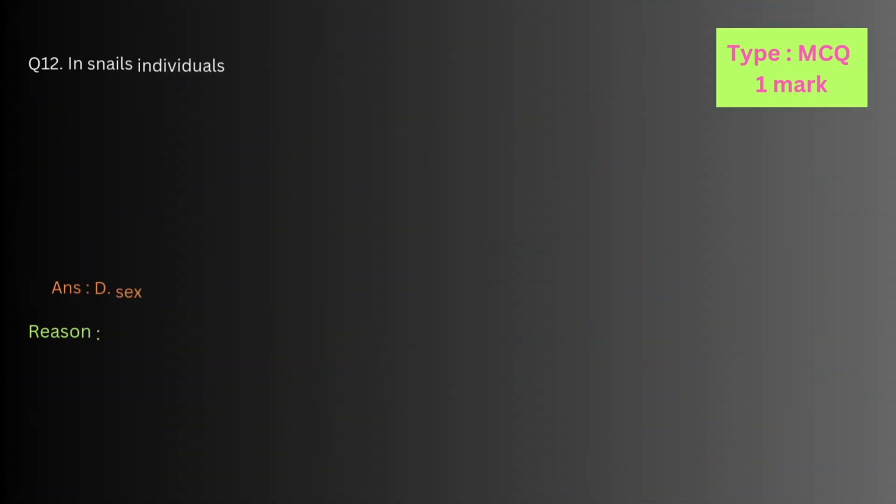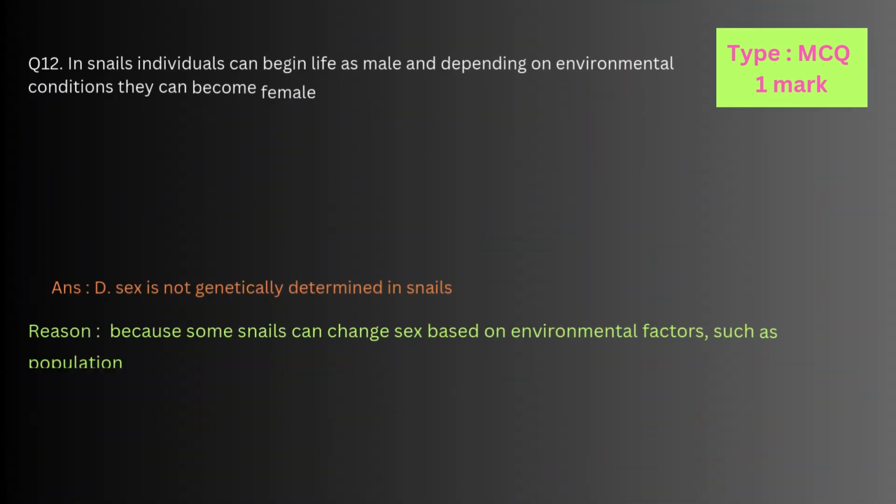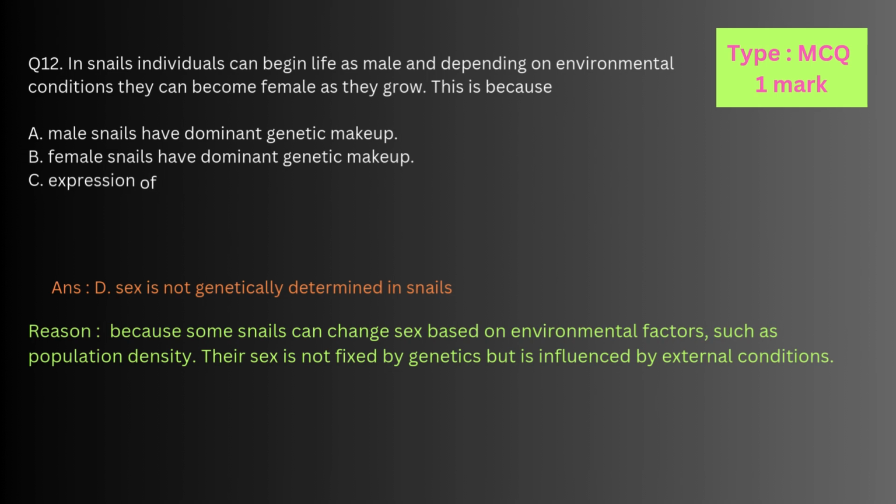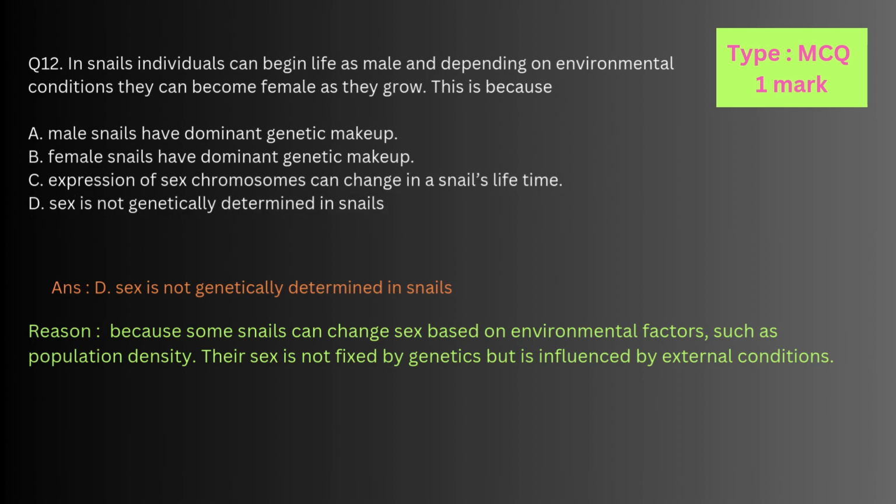Question 12. In snails, individuals can begin life as a male, and depending on environmental conditions, they can become female as they grow. This is because option A, male snails have dominant genetic makeup, B, female snails have dominant genetic makeup, C, expression of sex chromosomes can change in snails' lifetime, and D, sex is not genetically determined in snails. The right answer is D, and let's see why.